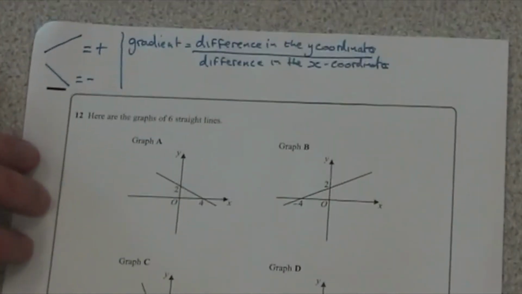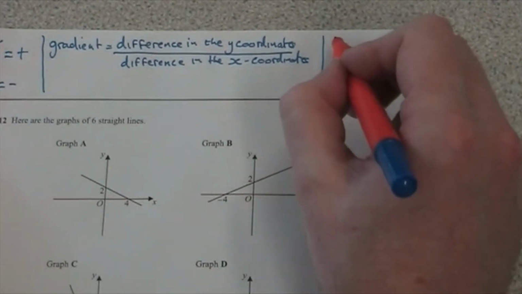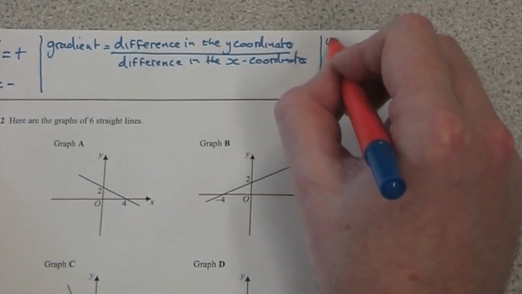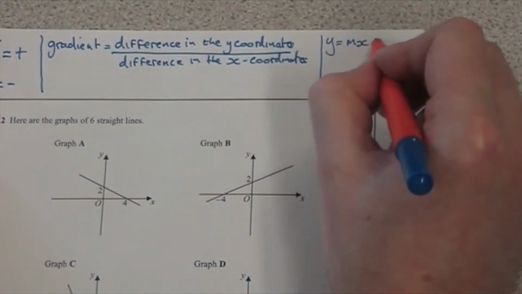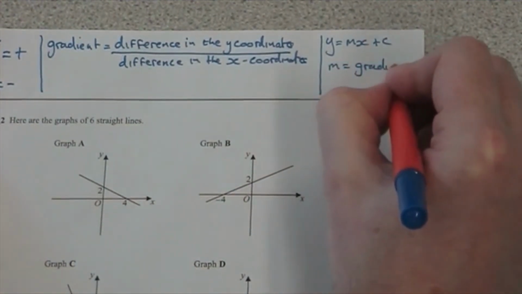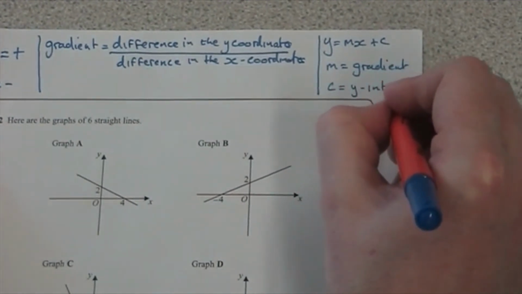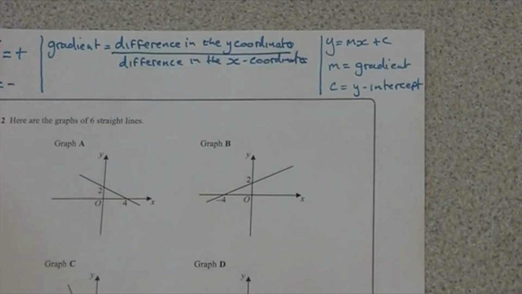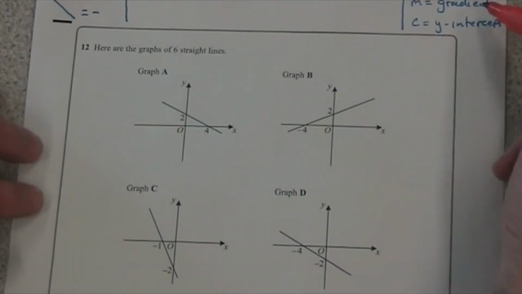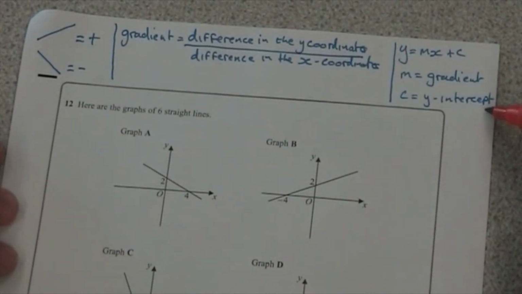And then the final piece of information that we need to know is the equation of a line, the format it takes. So the format for when we want to find out what the gradient and the y-intercept is: y equals mx plus c, where m equals the gradient and c equals the y-intercept. So, looking at our graphs, we must find the gradient and the y-intercept of each line.